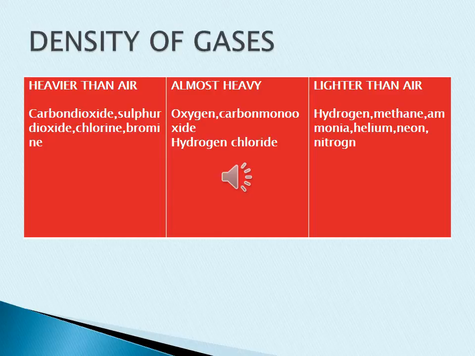First, we see gases heavier than air. What are the gases heavier than air? Then almost heavy. What all are almost heavy? Next, lighter than air. Now, first, density of gases heavier than air.